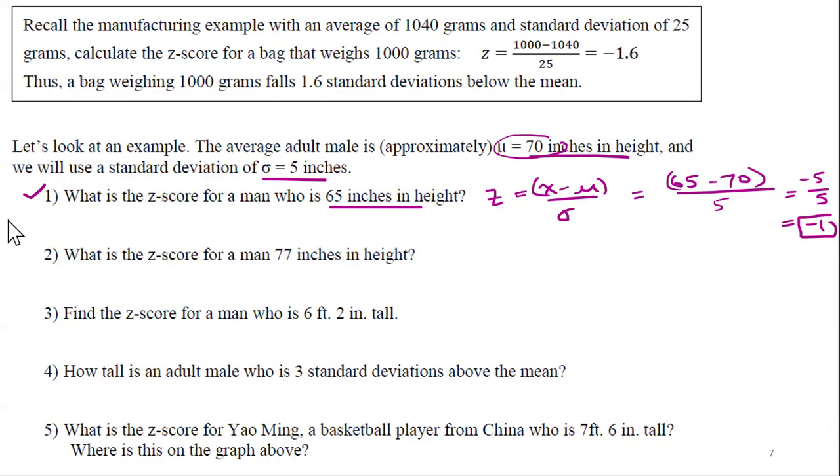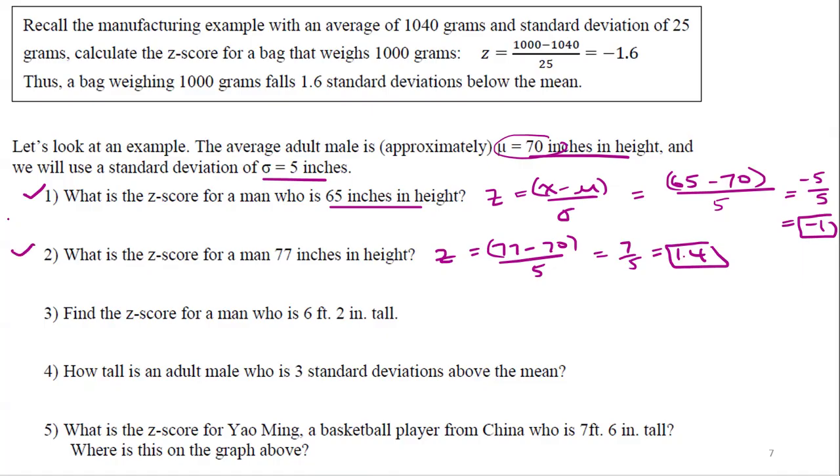Okay, so number 2 is, what is the z-score for a man 77 inches in height? So again, we have z is equal to 77 minus 70 divided by 5. I'm going to put that in parentheses. So 77 minus 70 is 7. So 7 divided by 5 is going to give us 1.4. All right, let's look at the next question.